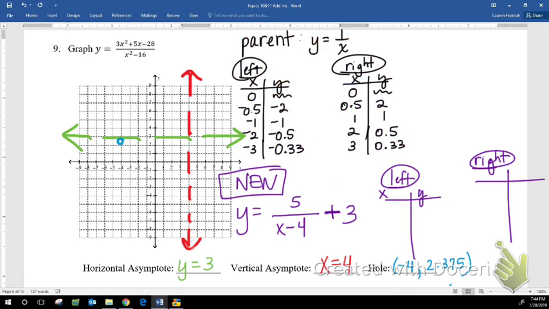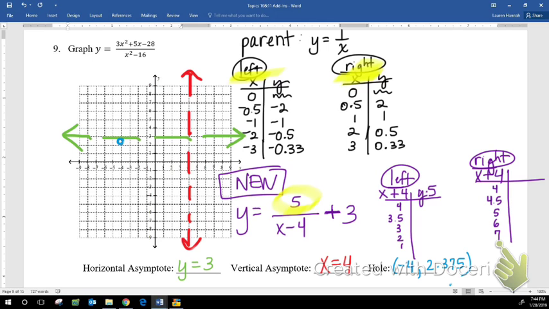Alrighty, so now I have shown you up here at the top both the tables for the left and right sections of the parent function, and now we're going to transform it. Based on the h value, I'm going to add 4 to every x value. I'll do that first. Then there are two transformations taking place at every y value. First, you have to multiply by whatever the a value is, which does the vertical stretch. We're going to multiply it by 5, and then second, we need to apply whatever the transformation is of k.